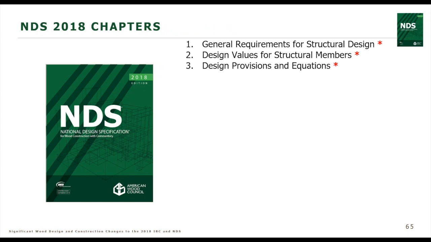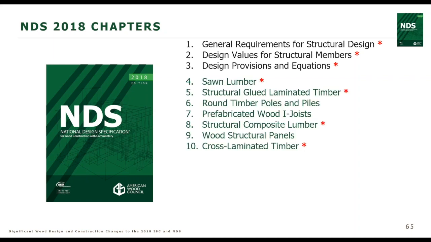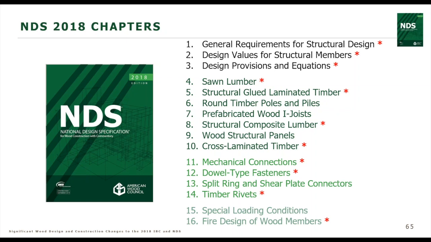The overall format of the NDS is the same as it was in 2015. So the first 3 chapters are our general topics chapters. Chapters 4 through 10 are our product chapters. And then chapters 11 through 14 are connections. And then the last 2 are specific topic chapters. So you can see the way it's organized, and the red asterisk next to the chapter title indicates that we made some changes in the 2018 NDS to that chapter.